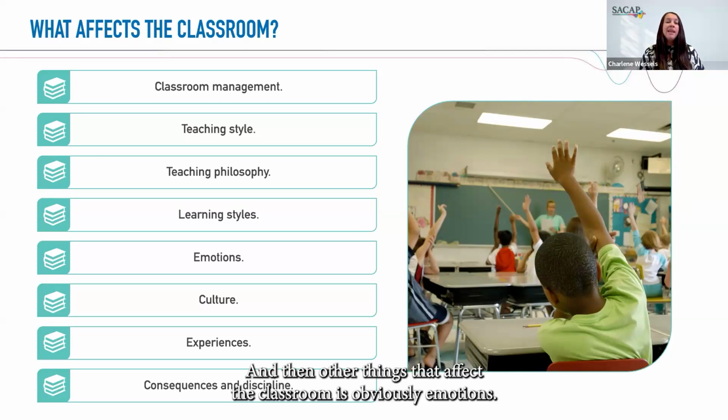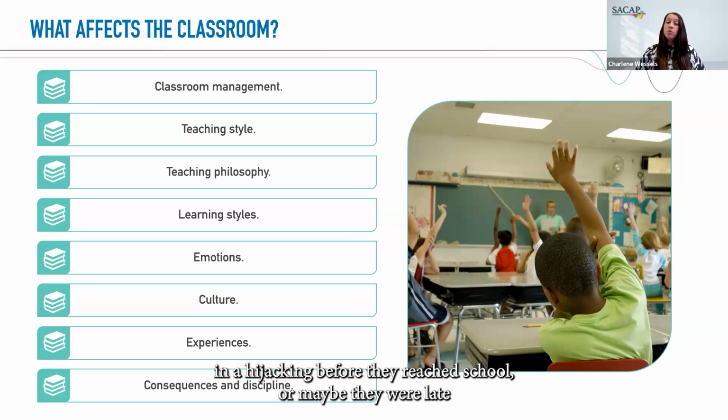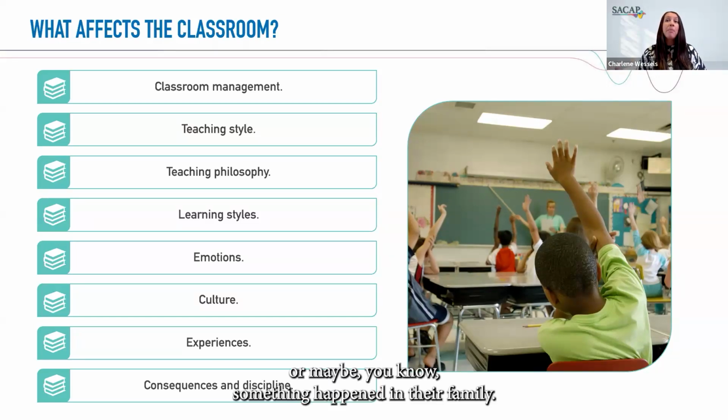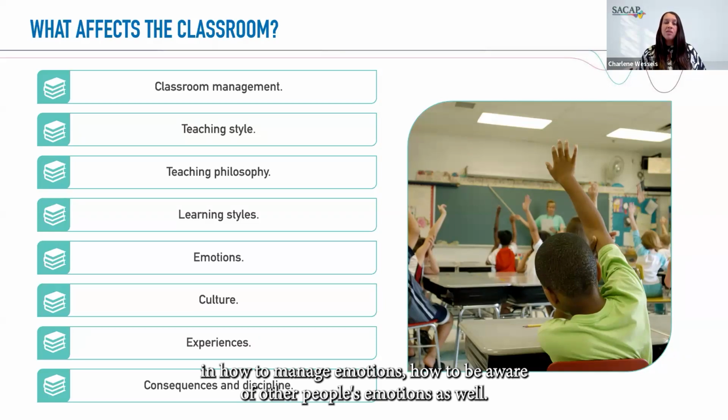And then other things that affect the classroom is obviously emotions. So you can have a child that comes to class and they were involved in a hijacking before they reached school. Or maybe they were late, or maybe something happened in their family. And all of these emotions and things happen, and we need to remember that it affects the classroom. So for you to be a successful teacher, you'll also learn ways in how to manage emotions, how to be aware of other people's emotions as well.